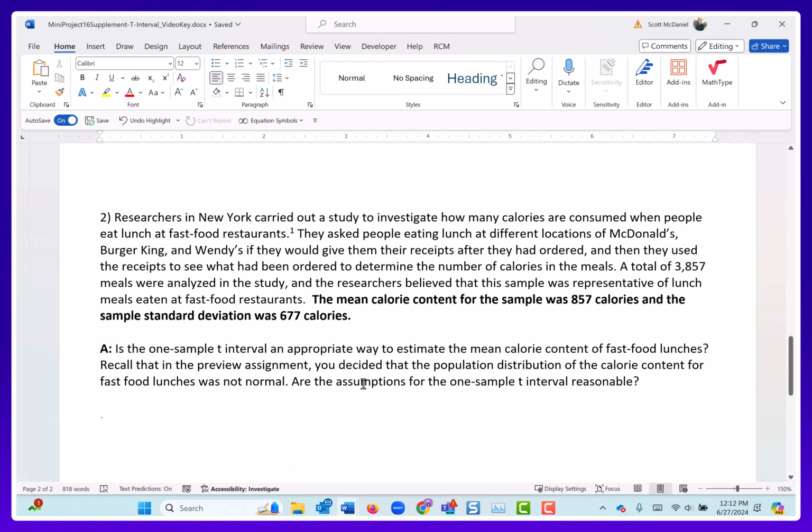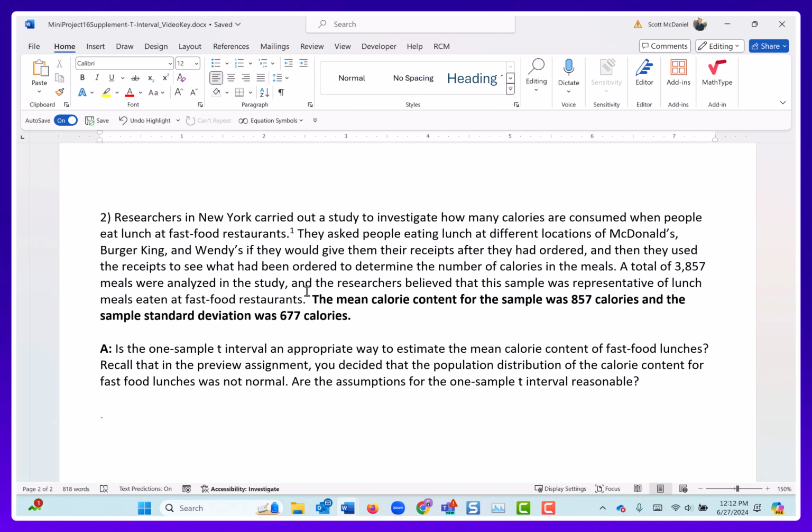Okay, let's look at one more. Researchers in New York carried out a study to investigate how many calories are consumed when people eat lunch at fast food restaurants. They asked people eating lunch at different locations of McDonald's, Burger King, and Wendy's if they would give them the receipts after they had ordered. And then they used the receipts to see what had been ordered to determine the number of calories in the meals. A total of 3,857 meals were analyzed in the study, and the researchers believe the sample was representative of lunch meals eaten at fast food restaurants.